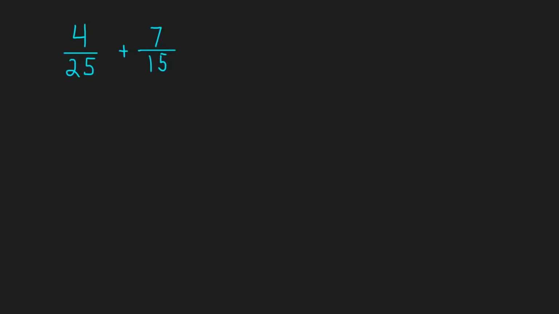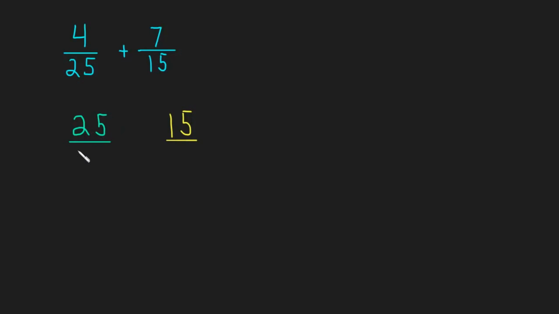Okay, let's try and add these two fractions together by finding a common denominator. And the way that we're going to find a common denominator is by finding a least common multiple between the two denominators we're given. So we have 25 and 15. We want to find a least common multiple.